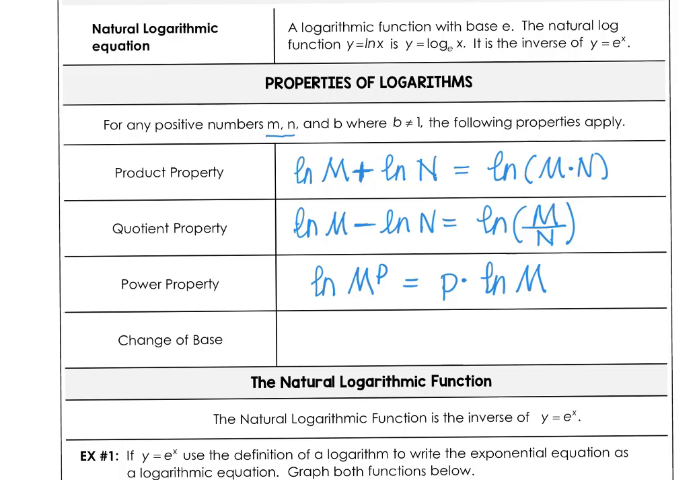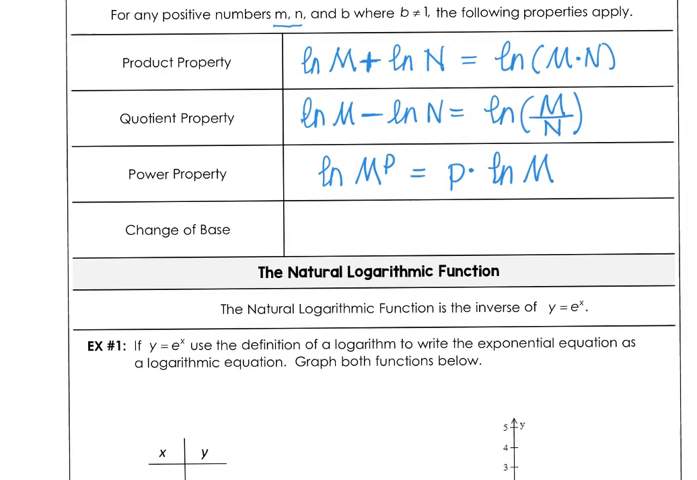And then finally, the change of base says that if you have a natural log of some number, and again I'm saying M, I can use the log of any base for that number and divide it by the log of that same base of e, which this base would be e in this case, as long as the denominator is not 0.